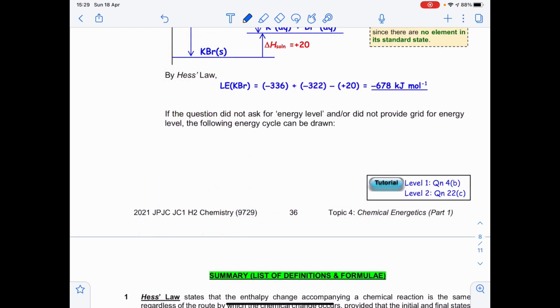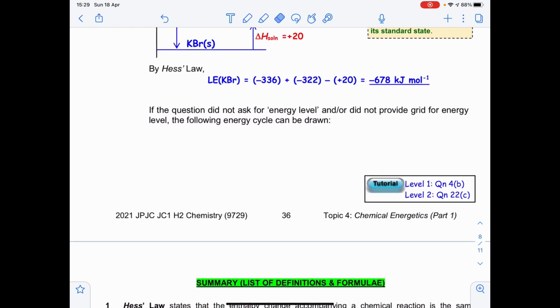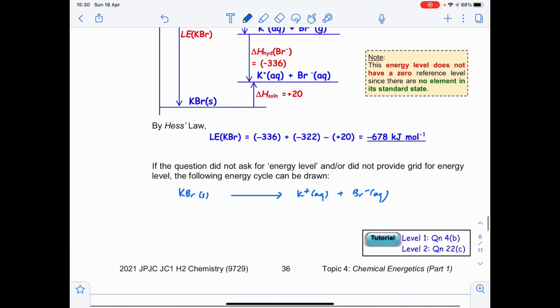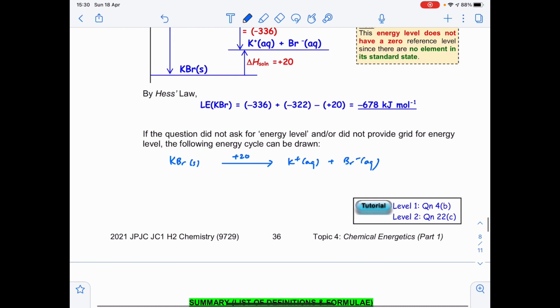If the question did not ask for an energy level diagram, then you can use a simple energy cycle to solve. I'll start with the enthalpy change of solution for potassium bromide. So KBr solid to give aqueous ions. This is the enthalpy change of solution of potassium bromide. The given enthalpy process is plus 20. So this is plus 20. Then I'll link up lattice energy. This is the lattice energy of potassium bromide from the gaseous ions, and this process is what you want to find.